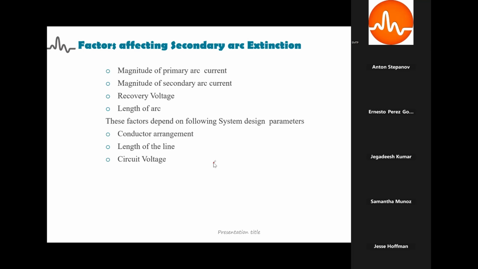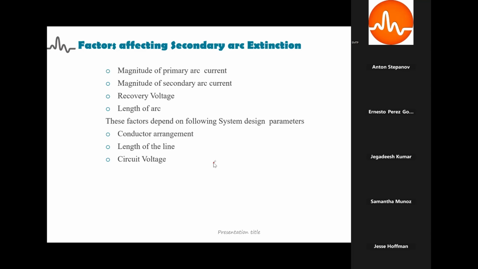So what are all the factors affecting the secondary arc? The magnitude of the primary arc current, that is the fault current magnitude, greatly affects the secondary arc current. The secondary arc current itself will affect the recovery voltage, the voltage which develops across the arc immediately after quenching of the arc. So that also affects the extinction and length of the arc.